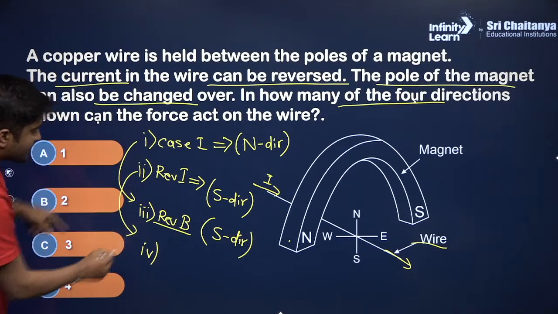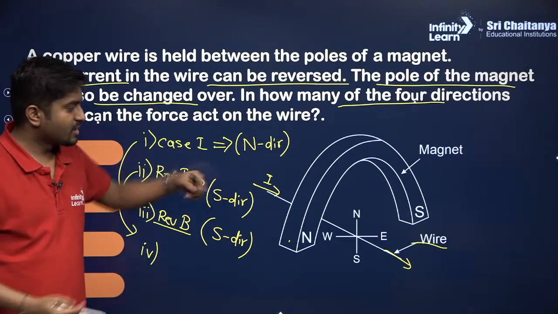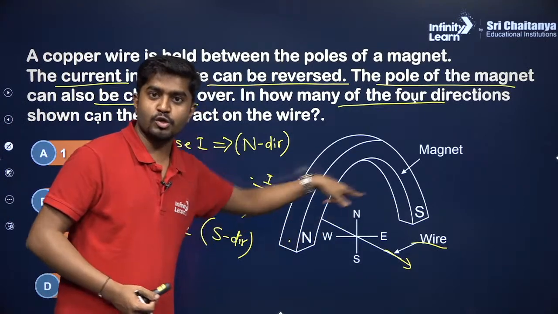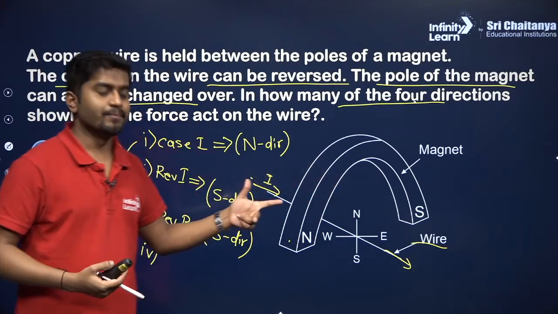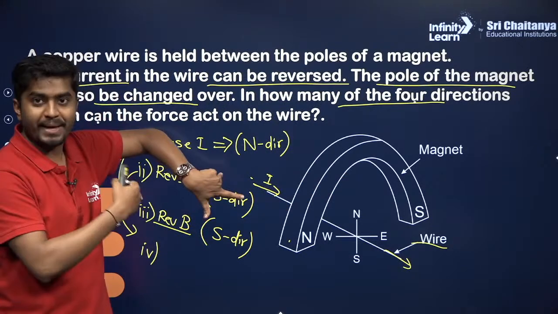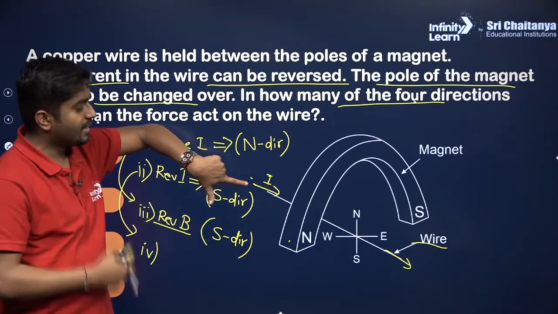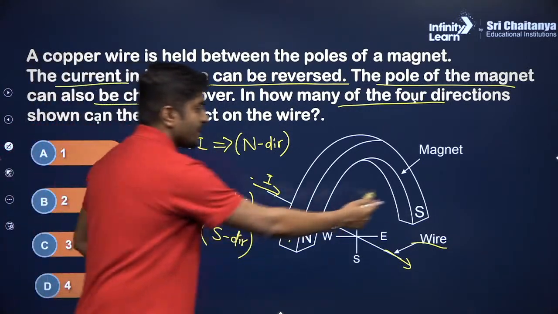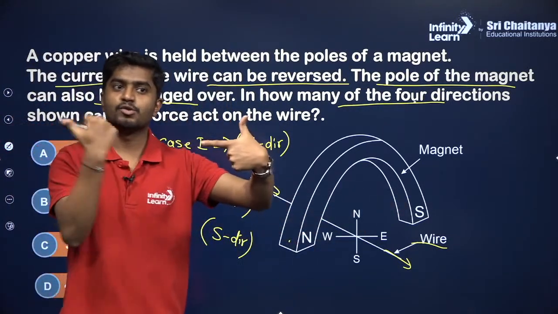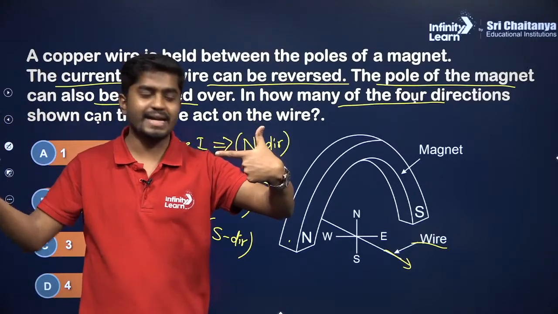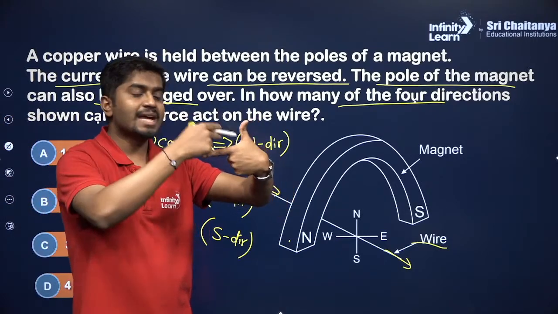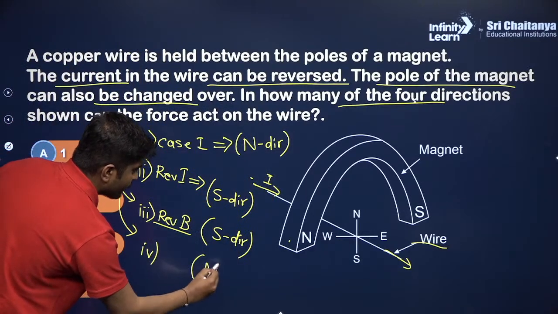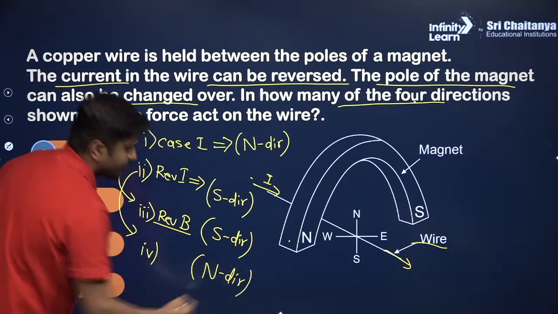And for the fourth case, you use the second case. The current was going into the page and the magnetic field was from north to south. Now reverse the magnetic field, keeping the direction of current same. Now the magnetic field is going towards my right, current is going into the page and the thumb is pointing upwards. So force is in the north direction.